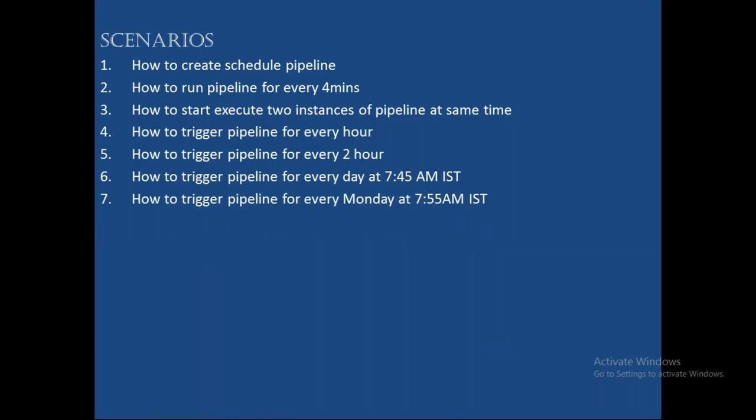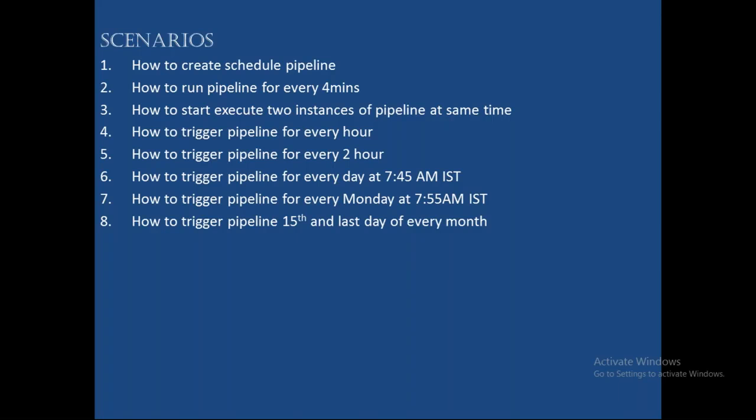How to trigger a pipeline every Monday at 7:55 a.m. IST. You have a requirement where you want to run a pipeline every Monday at 7:55 a.m. IST. Next, how to trigger a pipeline on the 15th and the last day of every month. In every month we will have a 15th date, but the last date is not fixed, right? In February it may be 28 or 29. January has 31, March has 31, and April has only 30 days. So you don't know what the last day is, but you want to execute on the last day of every month.